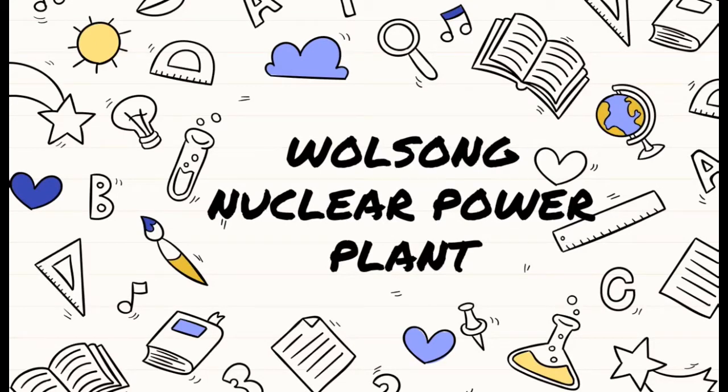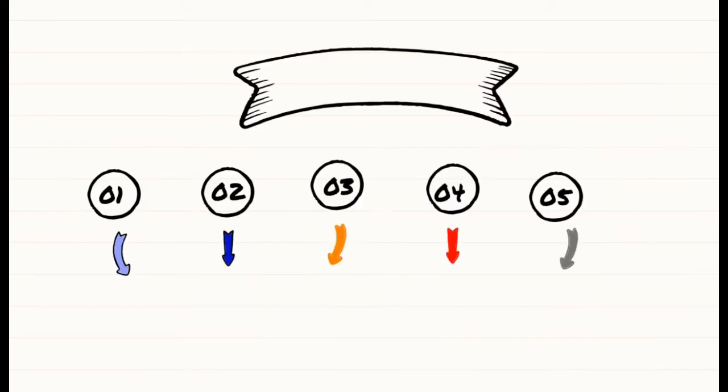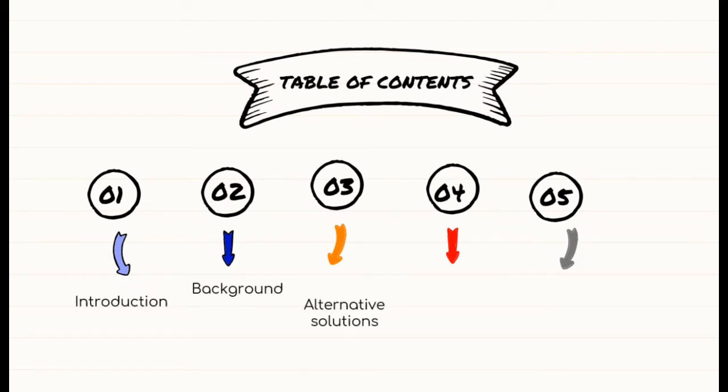So today our group will present about Wolsong Nuclear Power Plant. This is our group members. First is Nur Alia Sofia. Second is Azin Khayat, Aina Najib Muhammad. In our video, we will focus on 5 components which are introduction, background, alternative solutions, proposed solutions, and recommendations.